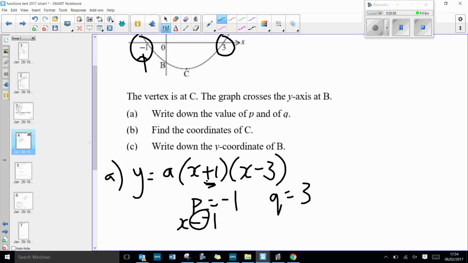Obviously p and q can be reversed. It doesn't make a difference which one's which, but the signs are important. So p is negative 1, q is 3. We then need to find the coordinates of c. We know c is the vertex of the parabola, and that happens halfway in between these 2 points. That's a 4 unit gap, so 2 units from either side gives us a value of x is 1. So we know the x coordinate is 1 at the vertex.